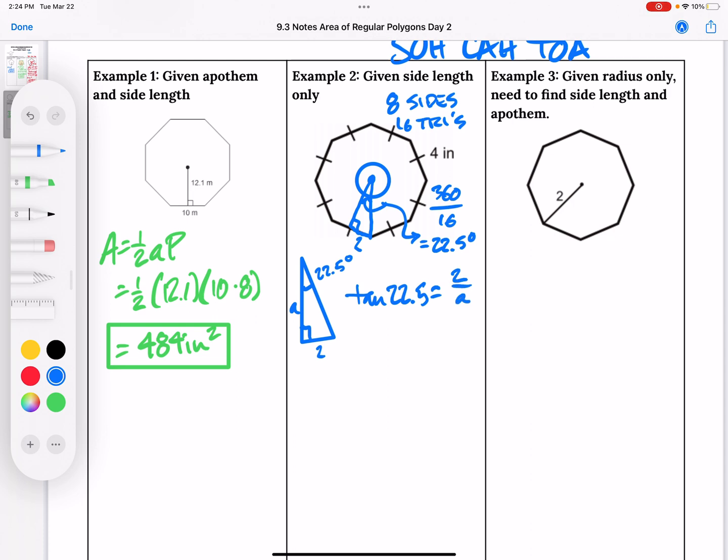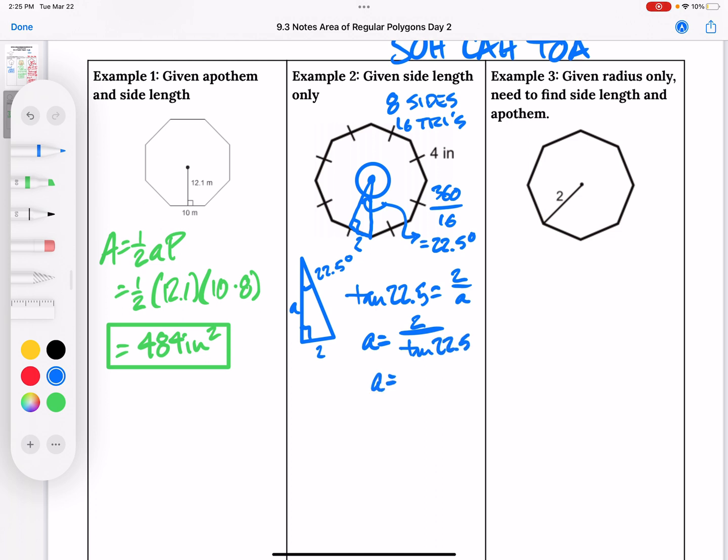Now, in looking at this, I recognize this is a 22.5 degree angle, so therefore 2 is the smallest side. So when I multiply all this out, I should get an apothem that is greater than 2. If I don't, I've set it up incorrectly. Always make that check. Is the side length I'm looking for bigger or smaller? So when I've got my variable in the denominator, I know I can just do a switcheroo. A equals 2 divided by tangent 22.5.